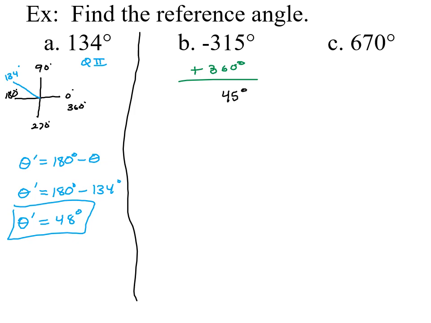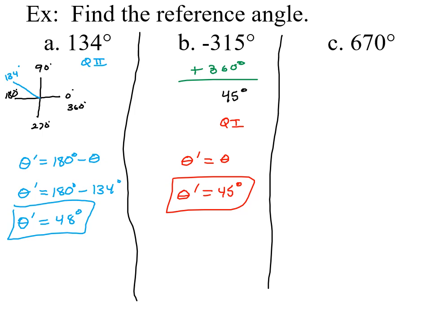45 degrees, that's in quadrant 1. That's between 0 and 90. It's 45 degrees. This is in quadrant 1. And so in quadrant 1, theta prime and theta are the same thing. So the reference angle is 45 degrees. That one's fairly simple. Don't even have to subtract anything.